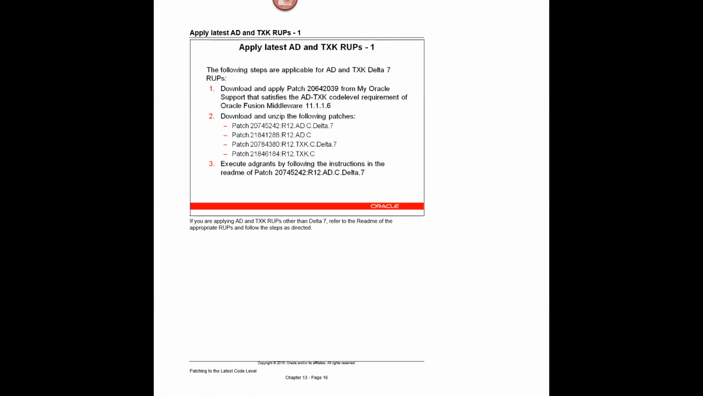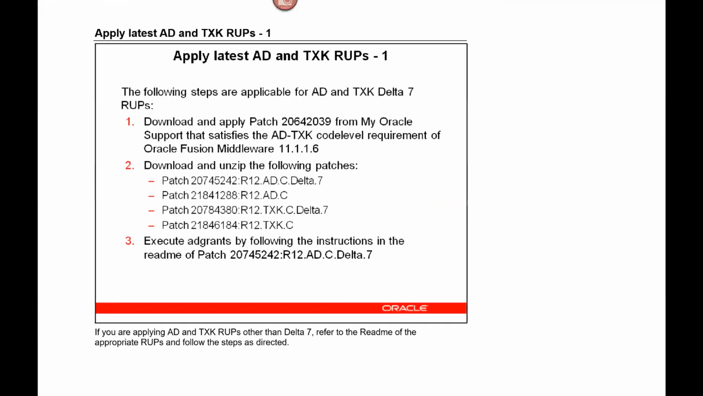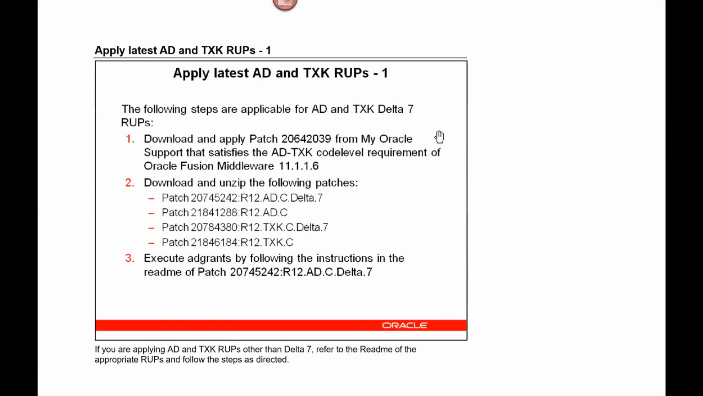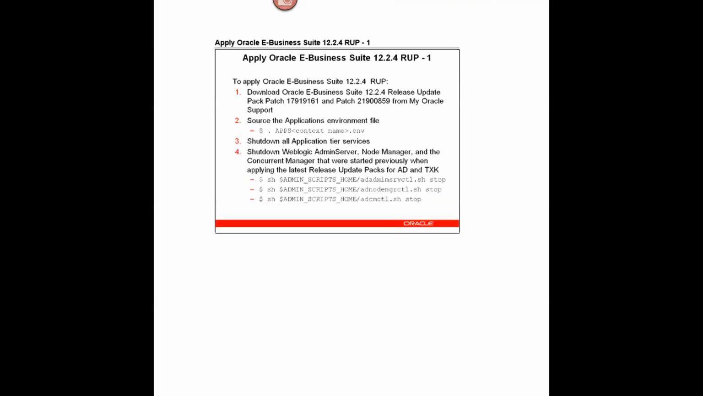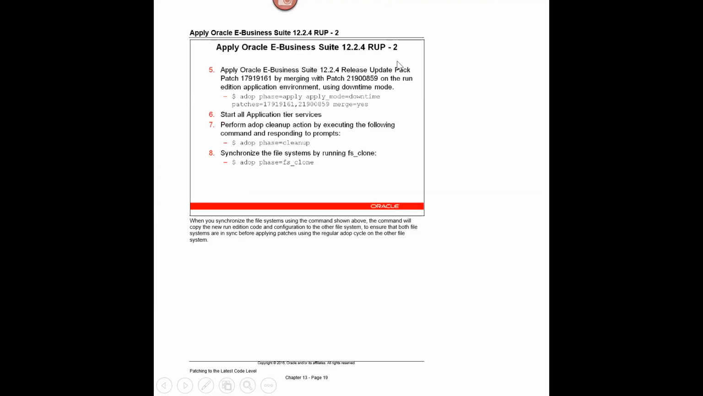then the main patch. So at this point of time, it was Delta 7, but I went with Delta 14, which is the latest one. I have downloaded the patches, and you can follow the same process. That is Delta 12.2.12, and Delta 14 is the latest one, right? So you apply the patches, and then in downtime mode, you apply the main 12.2.12. That's the main patch you are going to apply.